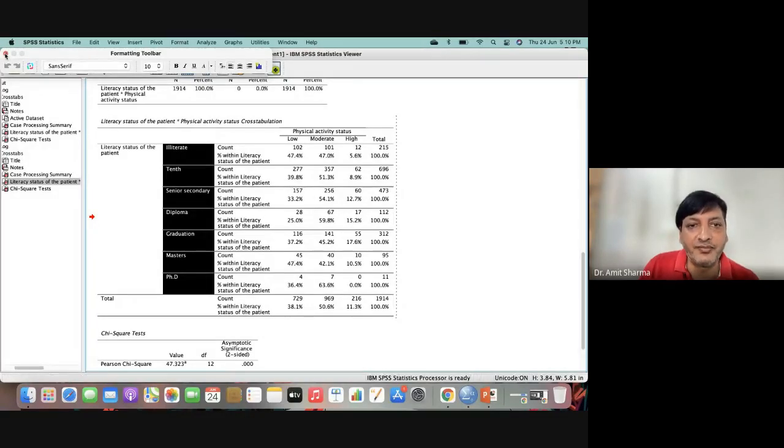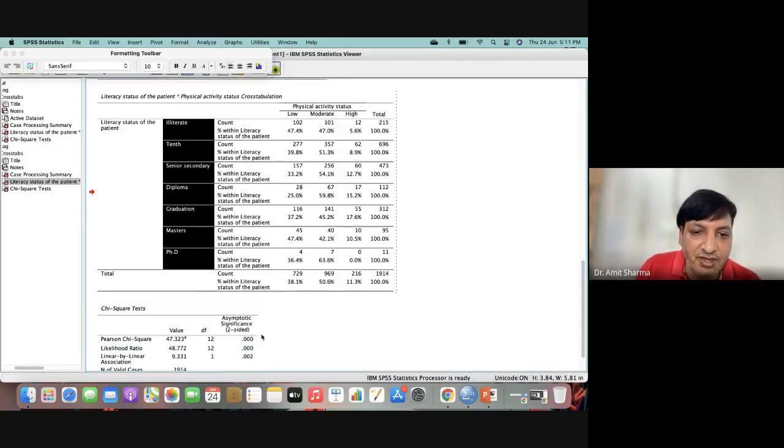There is a difference in the physical activity when the literacy status of the patient differs. It is not the same. Not the same means, if persons having education levels illiterate, 10th or senior secondary, or diploma, they will do a different kind of physical activity. The physical activity status of persons having different education levels is not the same. This you are proving. And if your result was found not significant, then it will be considered the same.